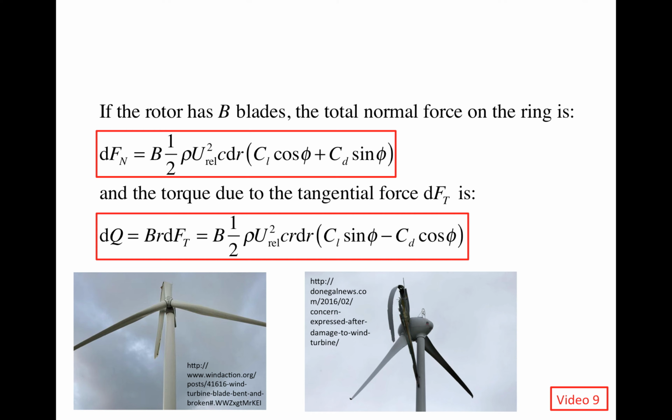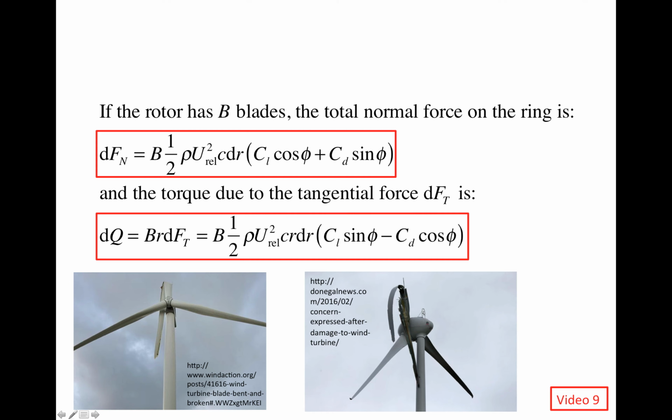the tangential forces. So here CL and CD are the lift and drag coefficients, which can be found on a table, for different kinds of airfoils. Those coefficients are actually tabulated. Here C is the chord length of the airfoil, and capital B is the total number of blades, and rho is the density of the air.